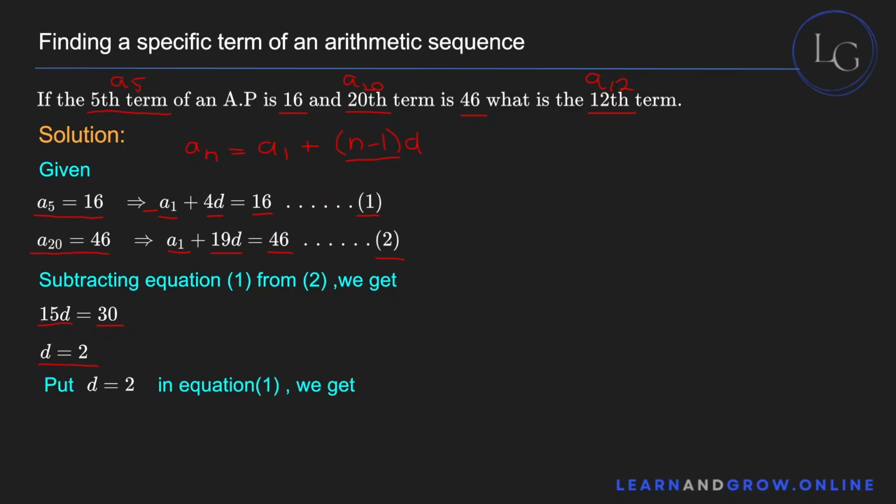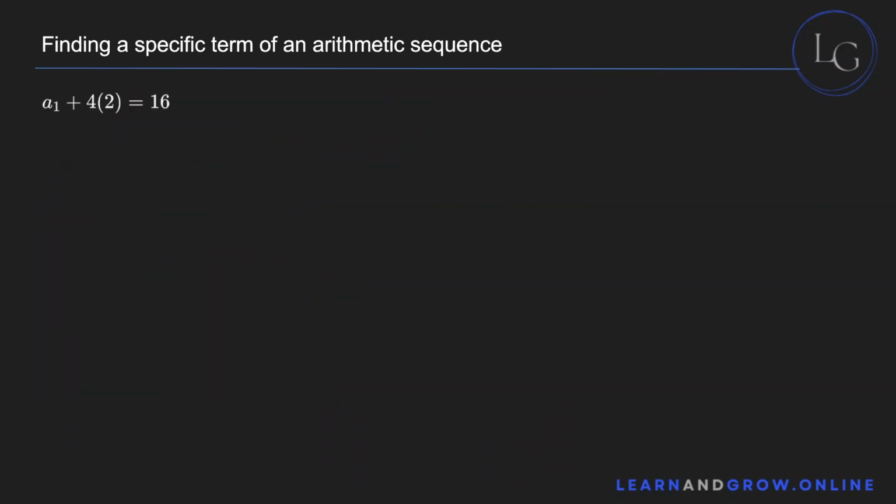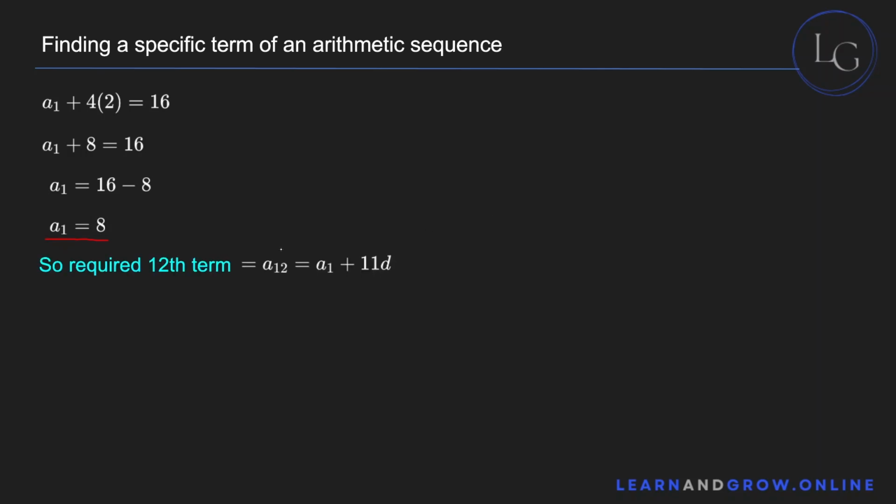Now, we'll put this common difference in equation 1, and when we do that, we get the value for a1. So a1 is equal to 16 minus 8, and so a1 is equal to 8. Now, the required term is the 12th term. So we know from the formula that a12 is equal to a1 plus 11d. 11 because it's 12 minus 1. So when we plug in the value of a1, which is 8, and we already know the common difference is 2, 8 plus 11 into 2 gives you a value of a12 as 30.